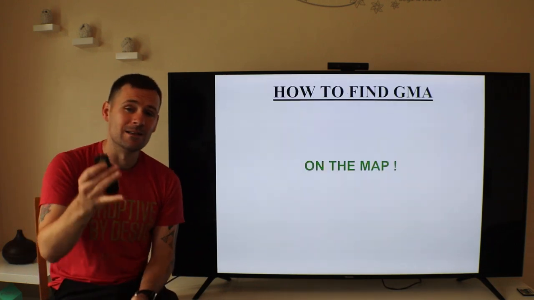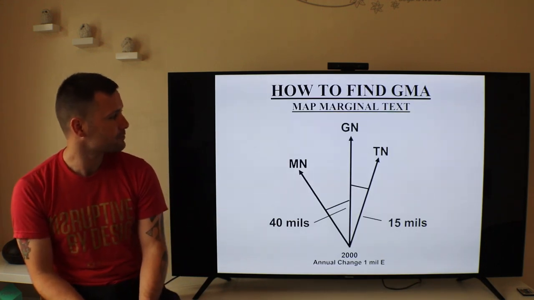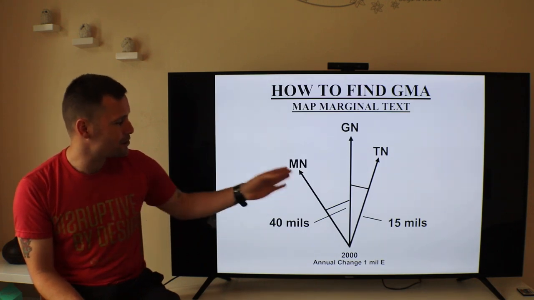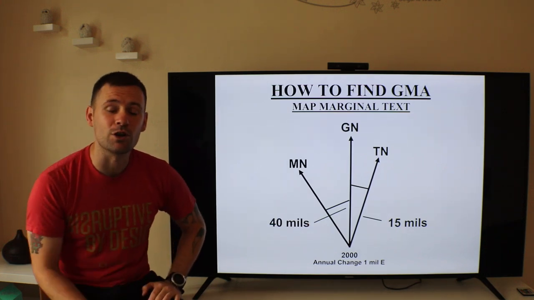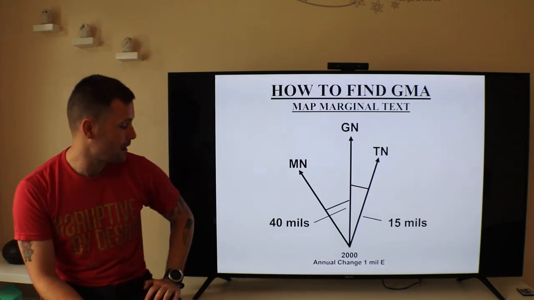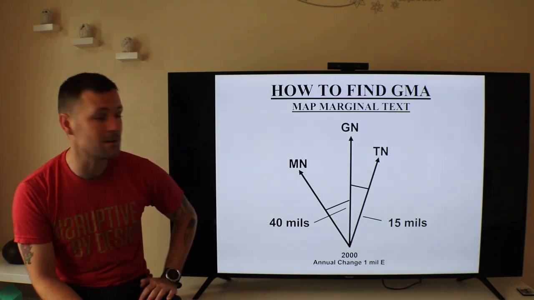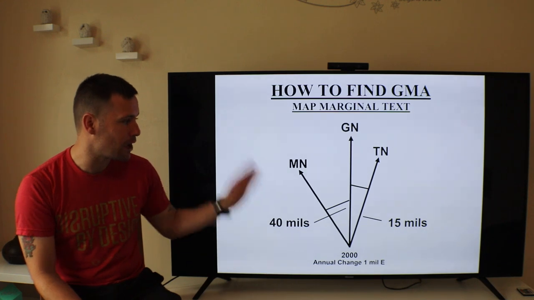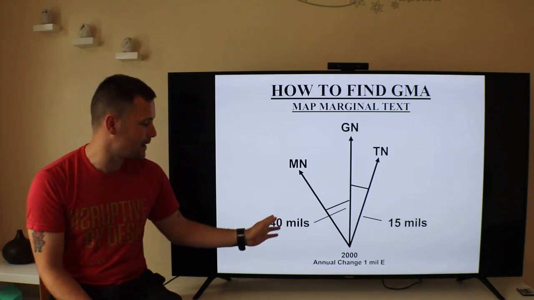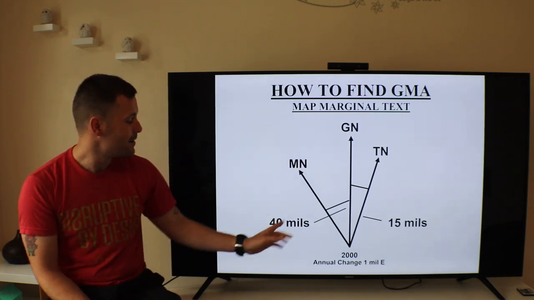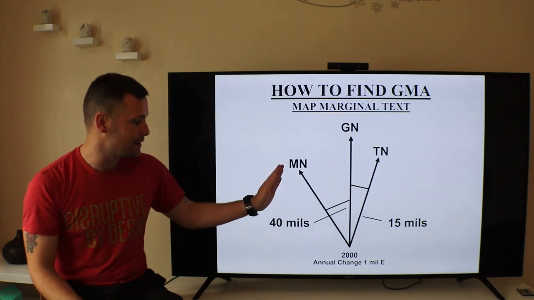So how to find the GMA? What I want you to do now is open up your maps in front of you and start looking at the map marginal information. So here's how you'll find the GMA. As you can see, you've got your grid north. True north is irrelevant for this, but you've got your magnetic north. So imagine looking at your map now. Your map is year 2000, all right? In year 2000, in your map margin information, your GMA is 40 mils west. The annual change is 1 mil east, all right? So this is getting smaller because it's squashing toward grid north. So every year we're going to lose a mil. So it's going to be 39, 38, 37.